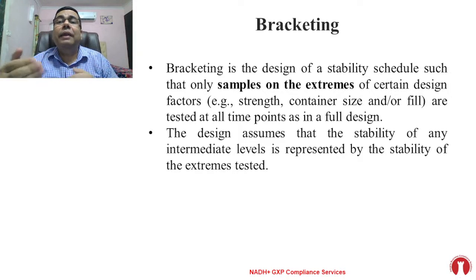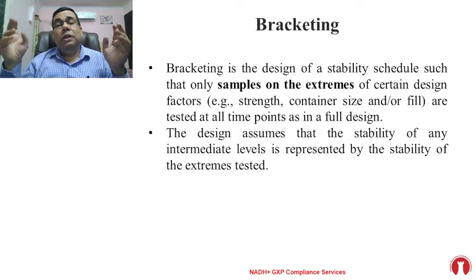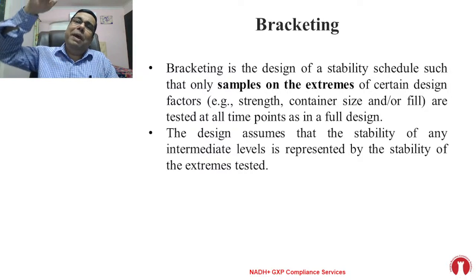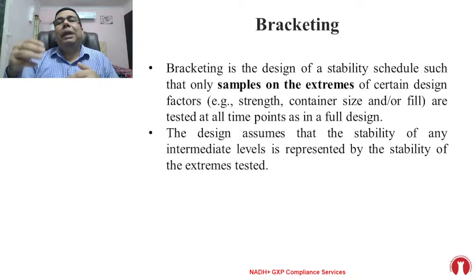So the design assumes that stability of any intermediate level is represented by the stability of the extremes tested. If stability of the lowest strength and highest strength, or lowest pack and highest pack, is complying, then automatically the stability of an intermediate level will be complying. That is the thought process behind the stability study for the bracketing approach. Hope you are with me, right?